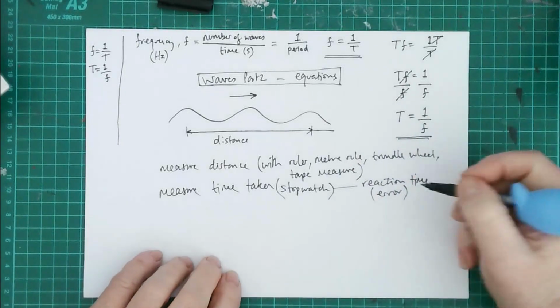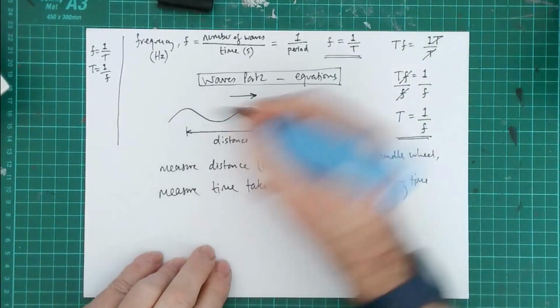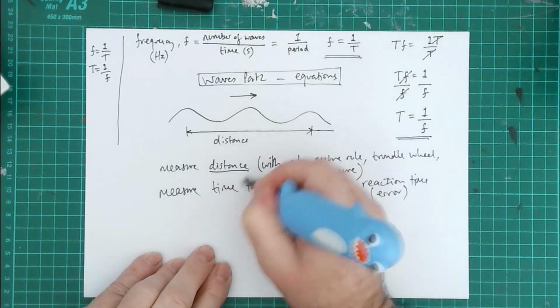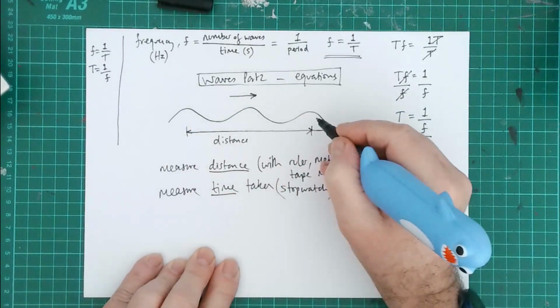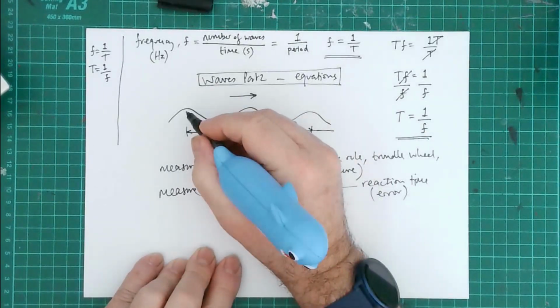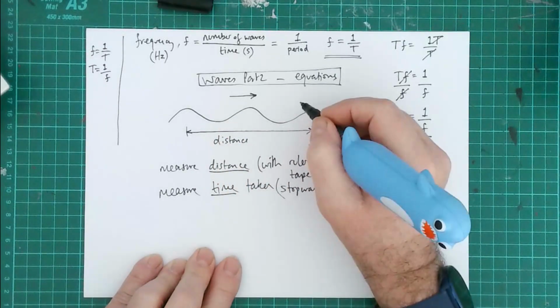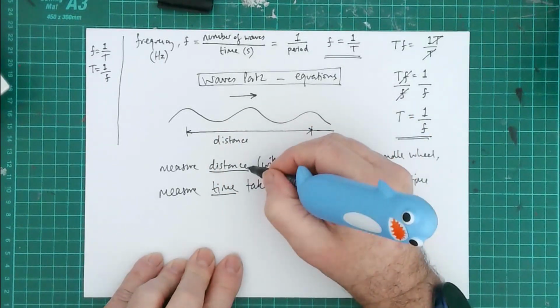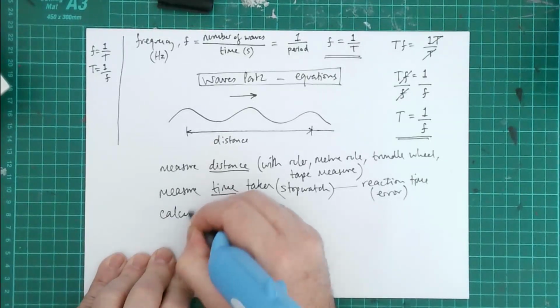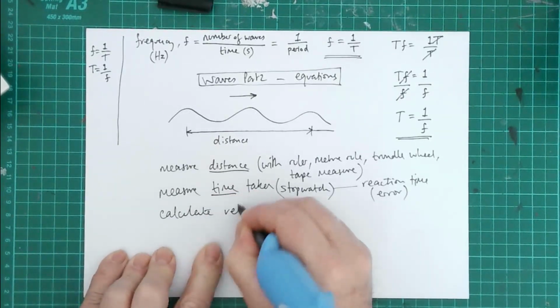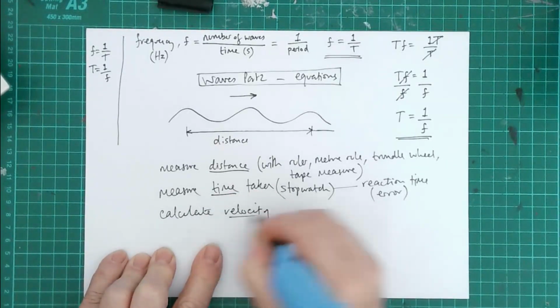Okay, so I'm just brainstorming here. But the important thing, in terms of waves, is if we can measure distance and we can measure time, there's something else we can calculate. We're talking about the motion of a wave. We remember that when we talk about the motion of an object, and we've got things like distance and time, we can calculate velocity, using an equation.